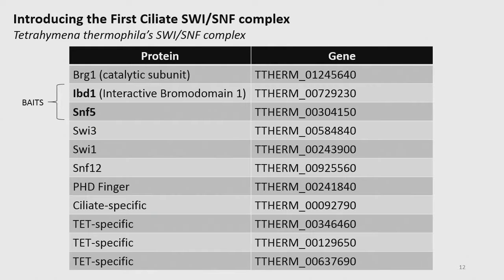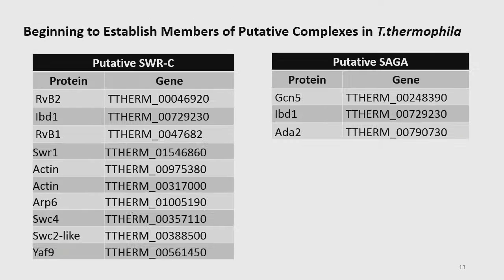So let me introduce you to the first Ciliate SWI/SNF complex. We have the catalytic unit, and we have the 2 baits that we use, Ibd1 and SNF5. It has SWI3, SWI1, and SNF12, and also a PHD finger. And just to mention that we have some Tetrahymena-specific and Ciliate-specific proteins, but again, these proteins are included because they pass a robust statistical analysis called SAINT. So this was the beginning to establish members of putative complexes in Tetrahymena thermophila.